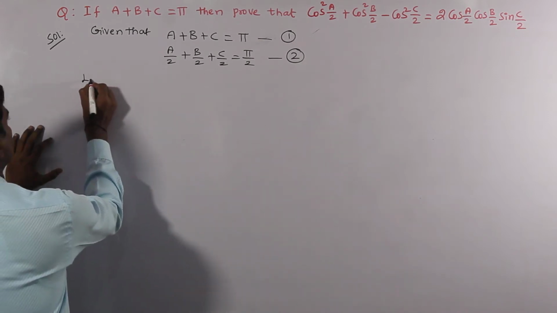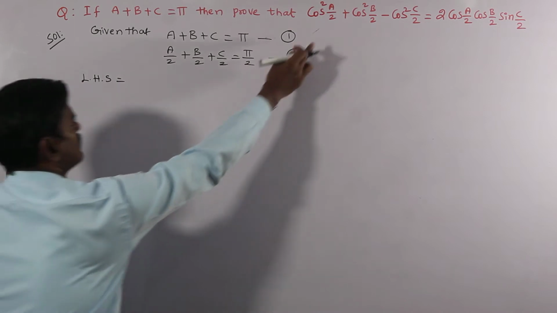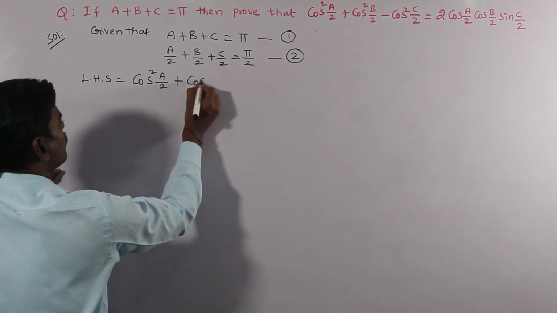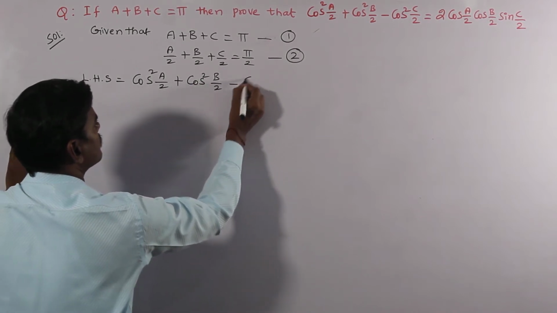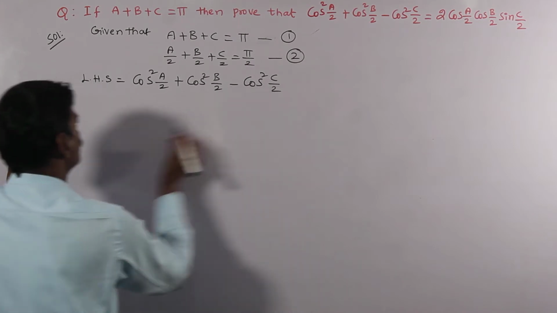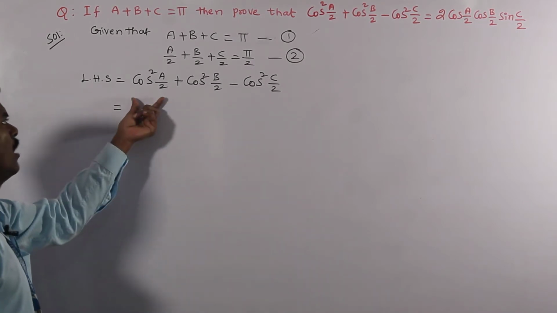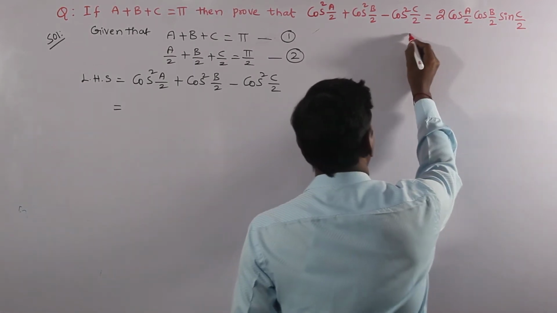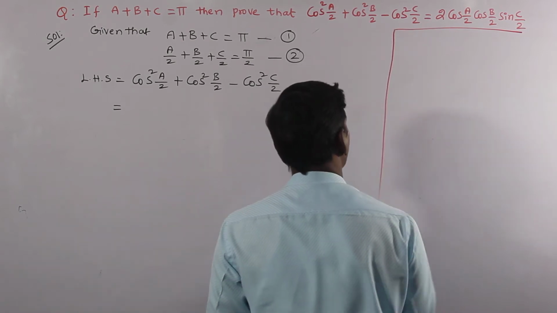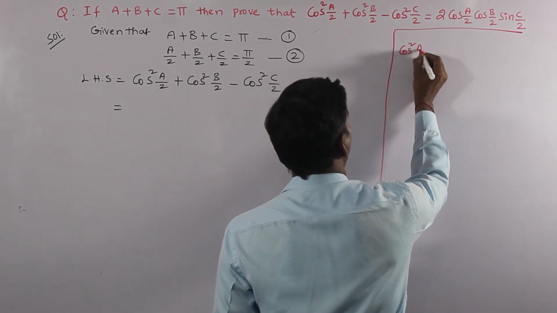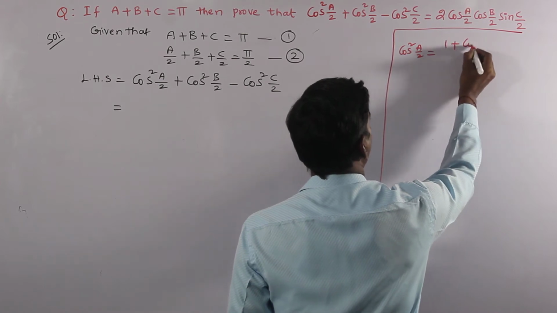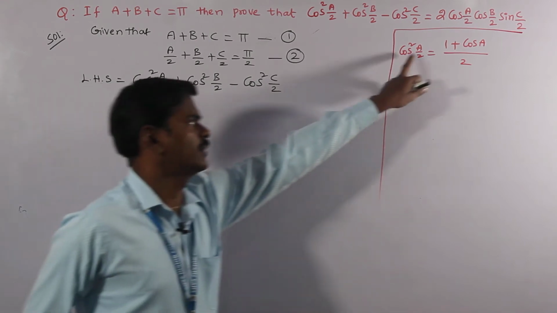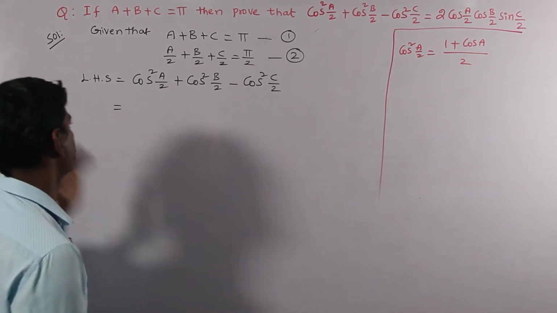Now let us consider LHS. So what is LHS here? Cos square A by 2 plus cos square B by 2 minus cos square C by 2. So we have a direct formula for cos square A by 2. Let's remind the formula. Cos square A by 2 equals 1 plus cos A whole divided by 2. That is the formula.